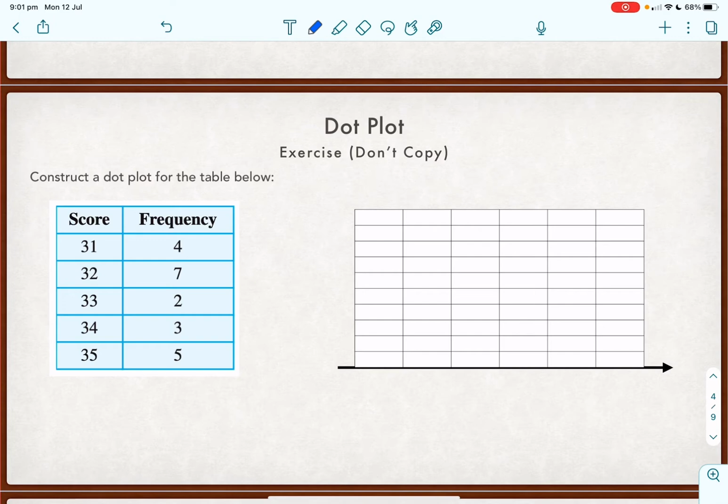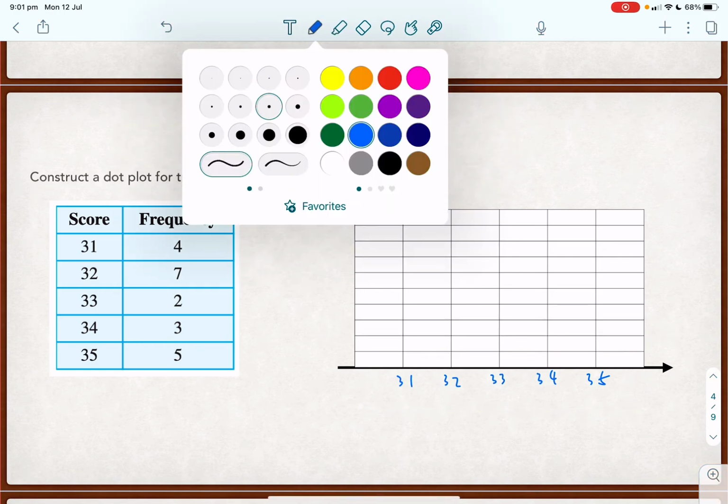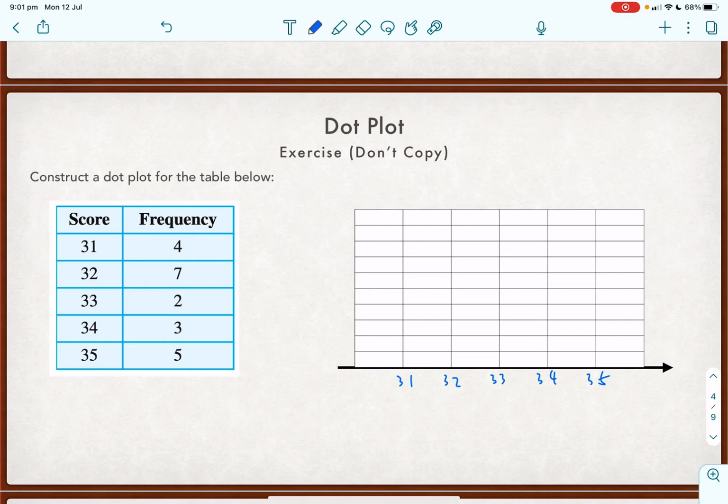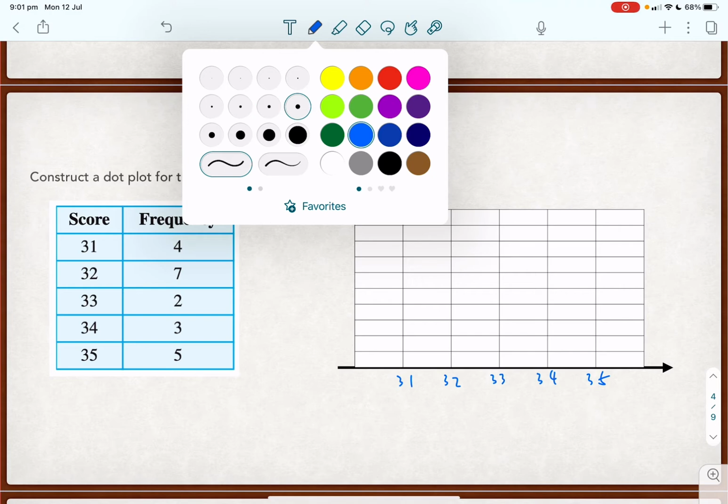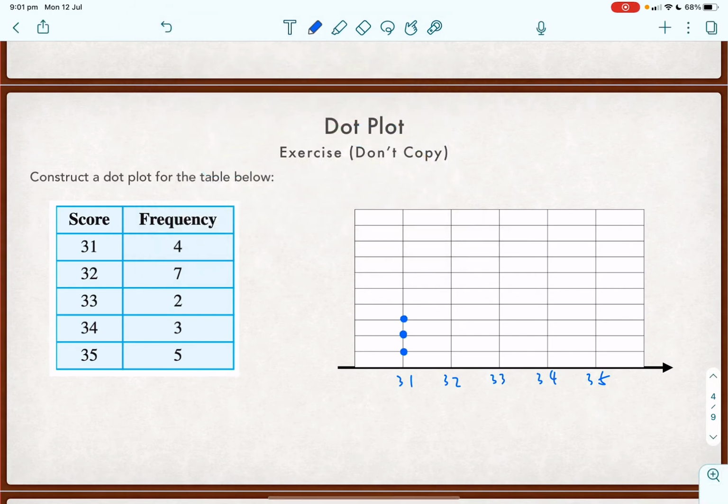Okay. So I assume you're done. So I'm going to start. So between 31 to 35. So 31, 32, 33, 34, 35. I'll have any area in the middle, so I'm just going to use the middle ones. Now dots. So 31 got 4. 1, 2, 3, 4, and then 32 has 7. 1, 2, 3, 4, 5, 6, 7, and then 33 is 2. 1, 2.